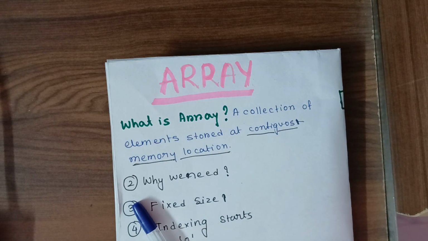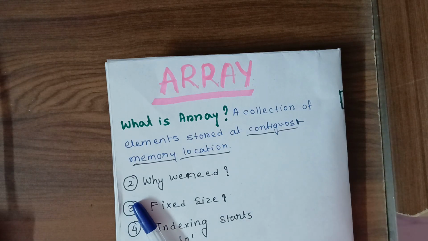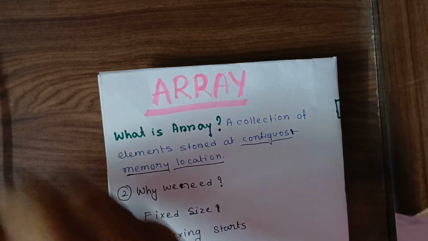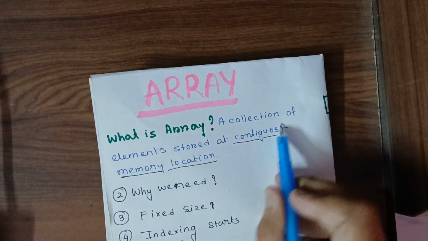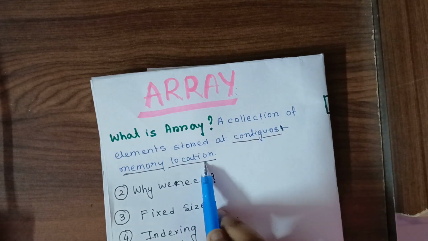So I have a question for you all guys. Have you ever kept all your shoes in a shoe rack? Maybe yes. Then each slot stores one item. That's exactly how an array works. Now, what is an array? The main question is, what is an array? An array is a collection of elements stored at a contiguous memory location.